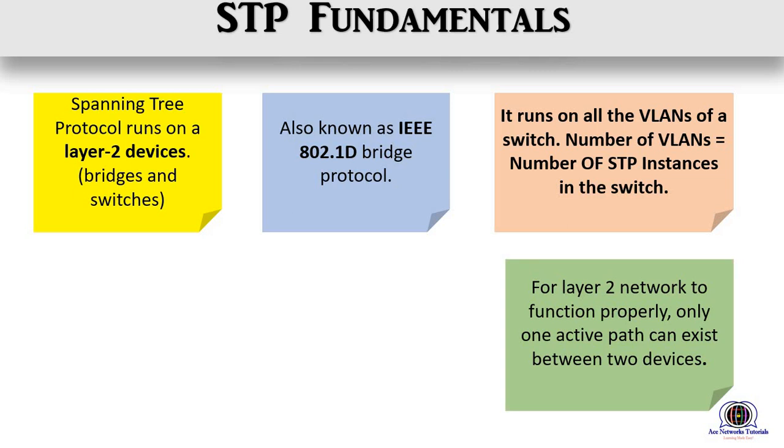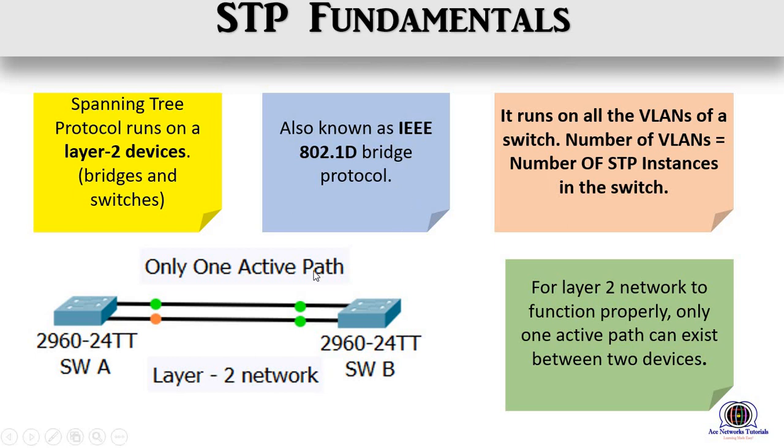For a layer 2 network to function properly, you should have only one active path between two end devices. For example, in this figure, we have two switches connected via two paths. One is your main path, another is your redundant path. The purpose is very simple, to provide redundancy. But if the main path and the redundant path are both active, it will cause a serious issue in your network, and it will make your network unstable and unsecure.